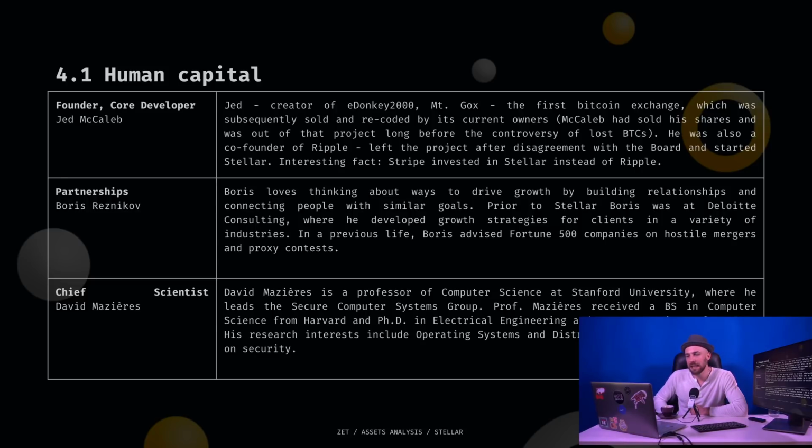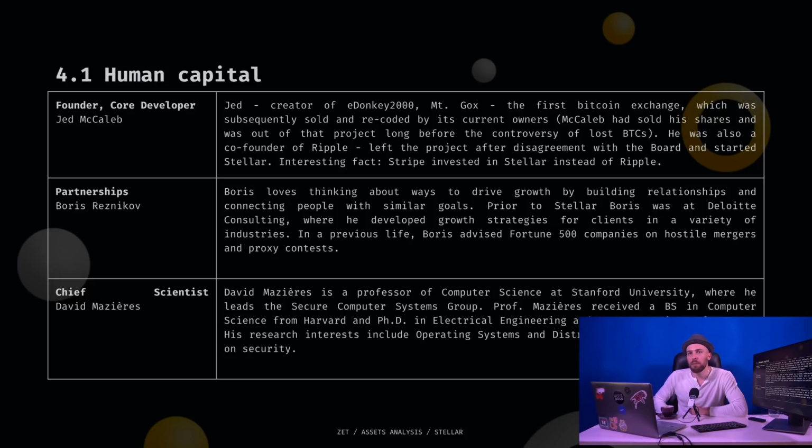And the chief scientist of the project is David Mazieres. I believe this is the correct pronunciation of the name. So he is a professor of computer science at Stanford University, where he leads the Secure Computer Systems Group. The professor received a BS in computer science from Harvard and a PhD in electrical engineering and computer science from MIT. His research interests include operating systems and distributed systems with a focus on security.